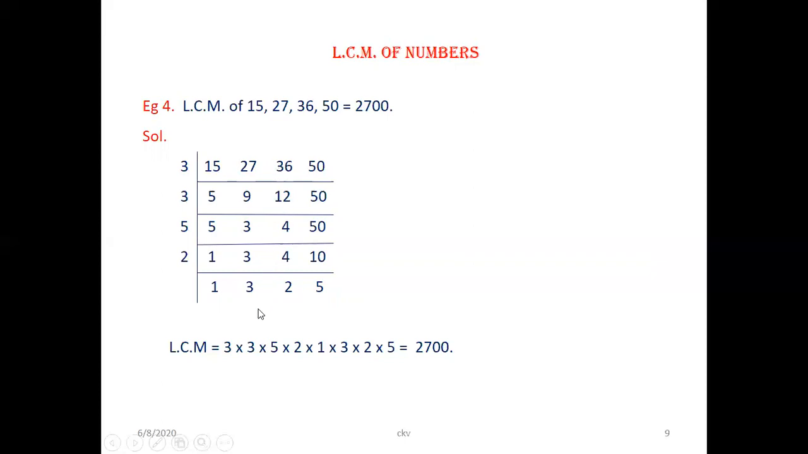If at least 2 of these numbers are divisible by a particular number, you continue; otherwise you have to terminate the process. To write the LCM of these 4 numbers, you find the product of all the remaining numbers and the divisors: 3 into 3 into 5 into 2 into 1 into 3 into 2 into 5 will give you 2700. So the LCM of these 4 numbers is 2700.